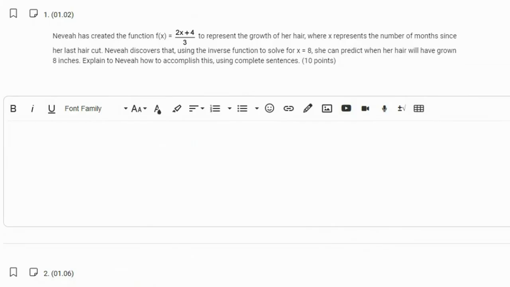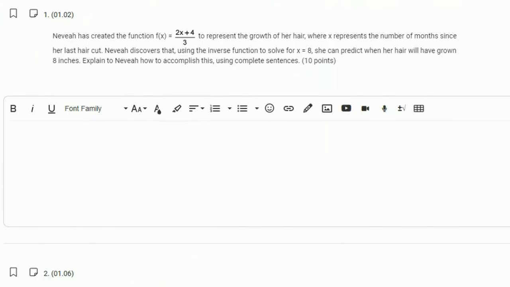Well, let me break something to you here. In math, to me, a complete sentence could be Bob went to the store and bought some tomatoes. Or to me, a complete sentence could be Y equals 4X minus 3. In math, that's a complete sentence. So if you just want to do the math to find the inverse, solve it for X equals 8, and then say, here's how many months it'll take, that's fine. You don't have to actually write me a short essay. I don't need complete sentences in English. I can take complete sentences in math, which means show me your steps.